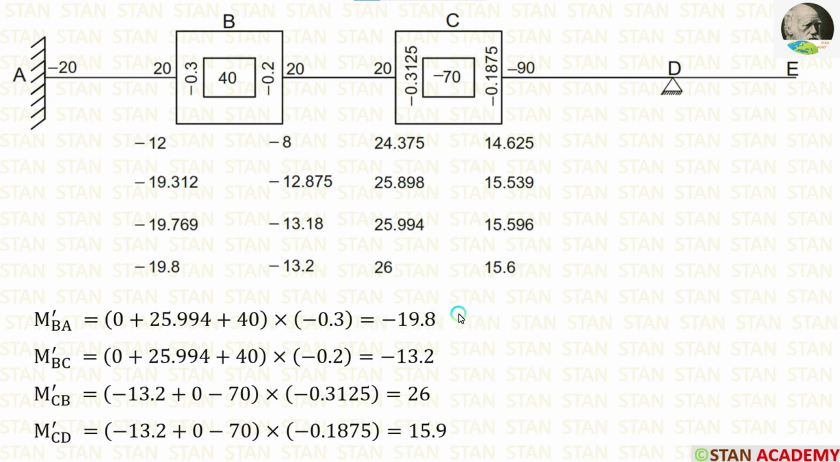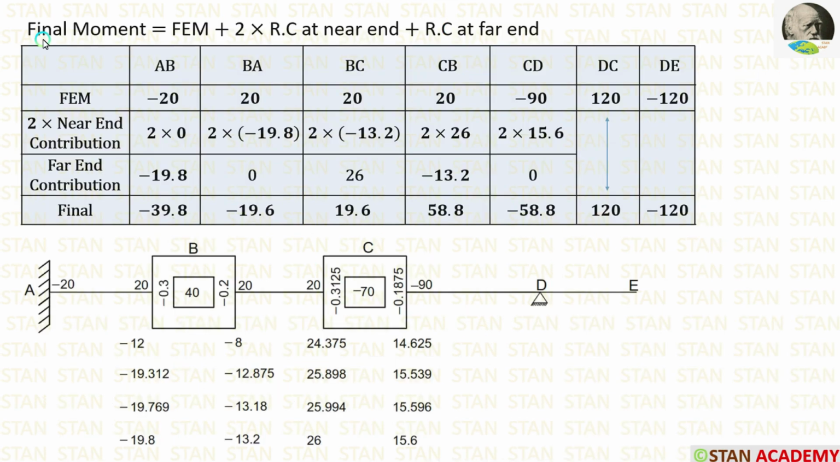The fourth cycle should be made in the same way we did the previous cycles. You can see the calculations here. Now we can stop because in the third and fourth cycle all the values are approximately equal. So we can stop now and find the final moments. To calculate the final moments, we have to apply this formula. Fixed end moment plus 2 into rotation contribution at near end plus rotation contribution at the far end.